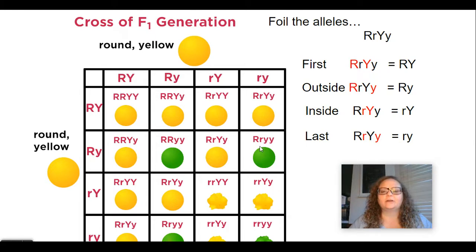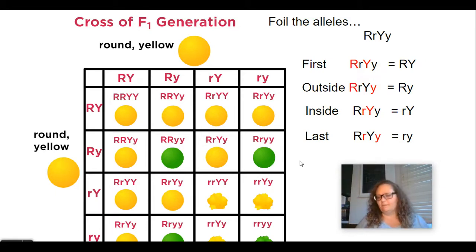And little r drops down here. Big R is going to slide all the way over. That gives us a round P. Little y drops down. Little y slides all the way over. That gives us a recessive and a green P. So we talk about the ratio here.